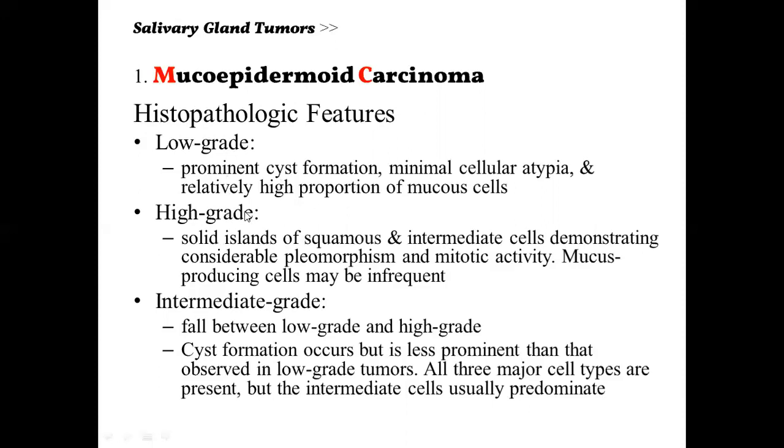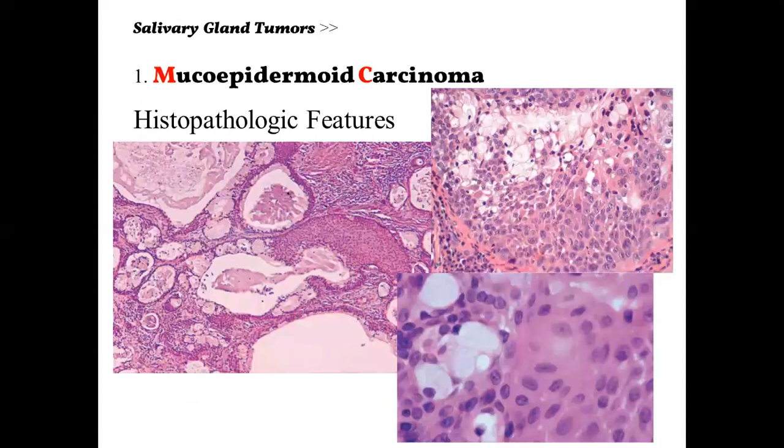Okay? Minsan naman, pwedeng maging intermediate grade kapag equal yung proportion ng mucous cells at epidermoid cells. That means nasa intermediate grade siya. Okay? So we have low grade, high grade, intermediate grade. Low grade, mas madami mucous cells. High grade, mas madami epidermoid cells. And intermediate grade, kapag parehas lang yung amount nila. Yan, na-skip ko pala kanina. So again, this is a mucous cell. These are mucous cells. These are epidermoid cells.